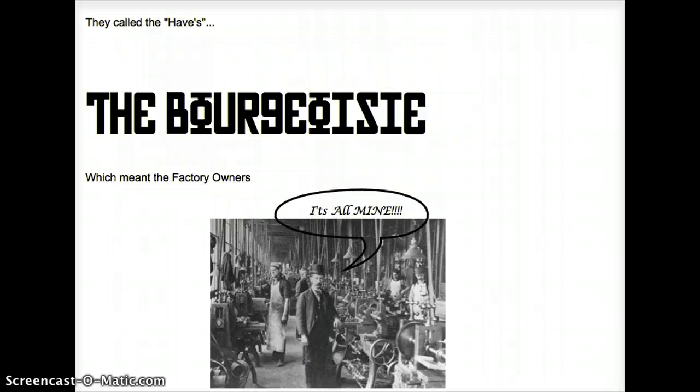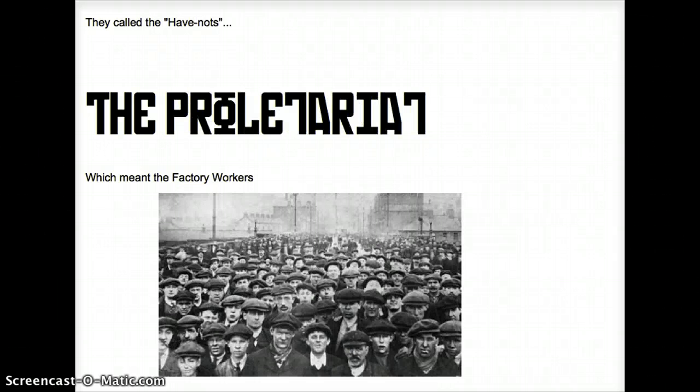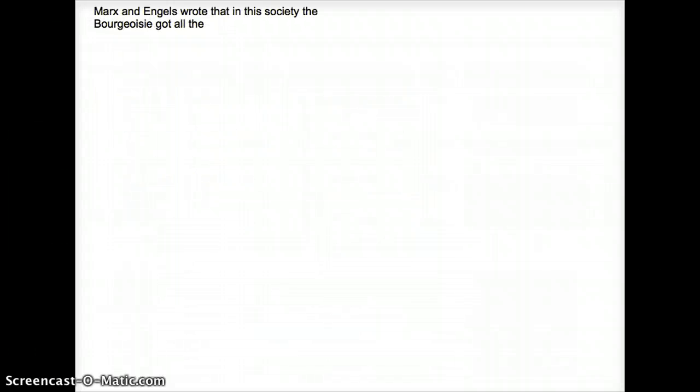So this guy in the top hat in the suit is the one that owns all of these machines, and he also pays all of the workers. He is the boss. The workers, on the other hand, would be known as the proletariat. So as you can see, there's a lot more proletariats in this picture, and they are the factory workers. So now we have our two sides. We have the haves, which are the bourgeoisie, and the have-nots, which are the proletariat.